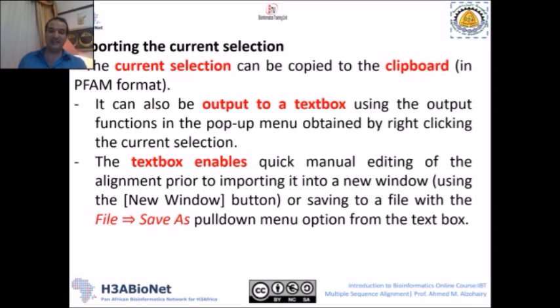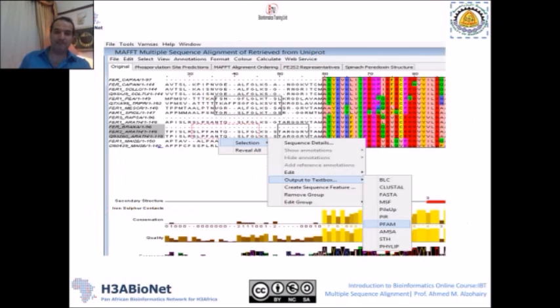For example, the text box enables quick manual editing of the alignment prior to importing it into a new window. Of course, you can save it with the same option as save file, save as, pull down menu option from the text box. As we can see in this figure, selection and then output to text box, and then you can choose whatever the format you would like to use depending on the next program you will use to analyze this small part.